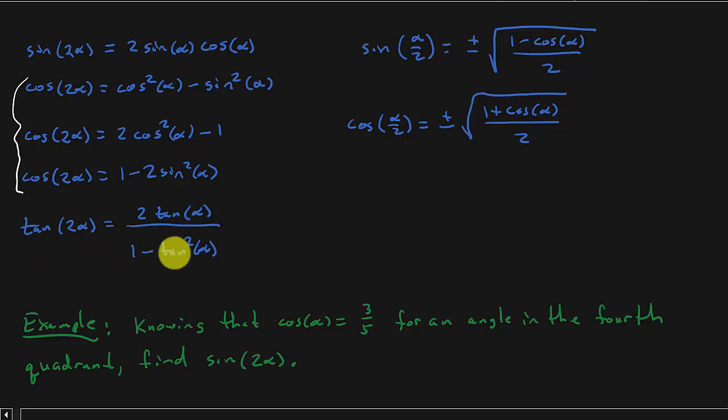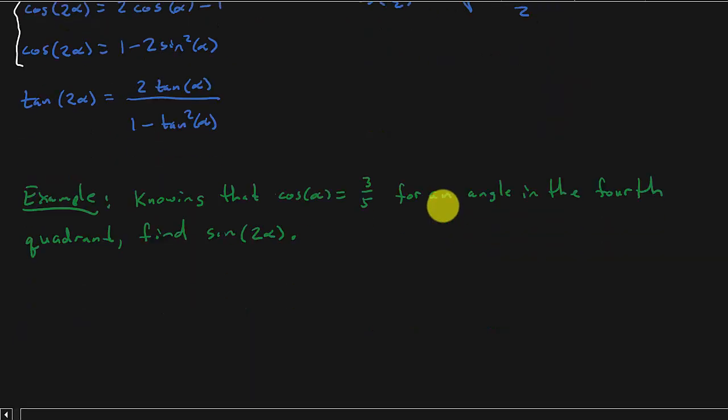And then we got tangent 2 alpha. And then we've got our half angle identities. Sine alpha over 2 is plus or minus the square root of (1 minus cosine alpha) over 2. Cosine alpha over 2, it's the same thing. It's just got a plus instead of a minus there. Okay, so that's your double and half angle identities. So just to remind you of those.